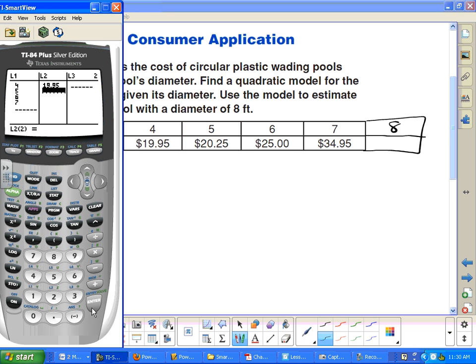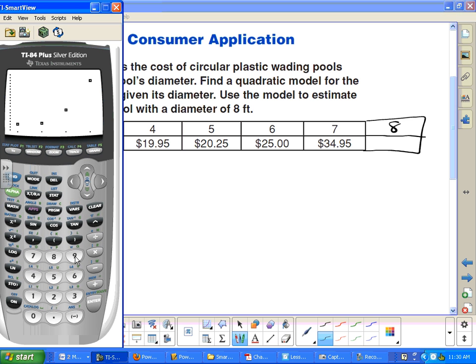$19.95, $20.25, $20, $25, and $34.95. So we put the numbers in our list. Now I have my plot turned on, right? So we could hit zoom 9 to be able to see the graph, the scatter plot. It's already turned on. Zoom 9. Okay, there's what the graph looks like.